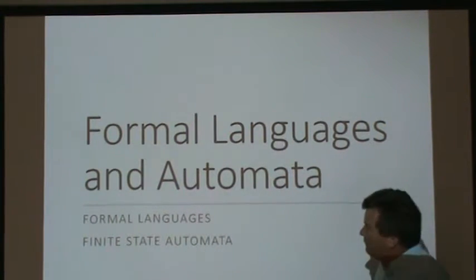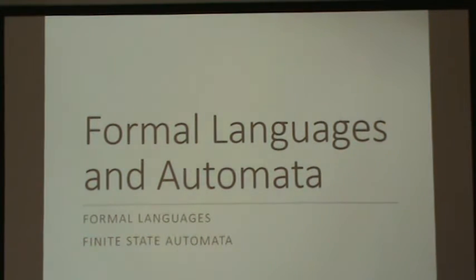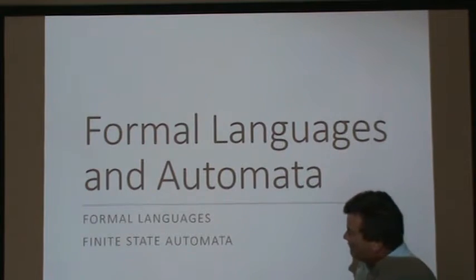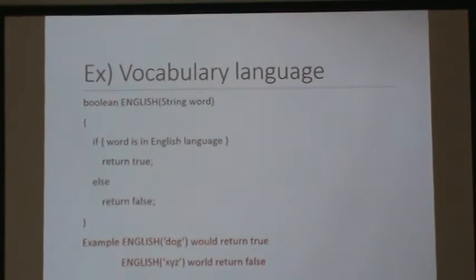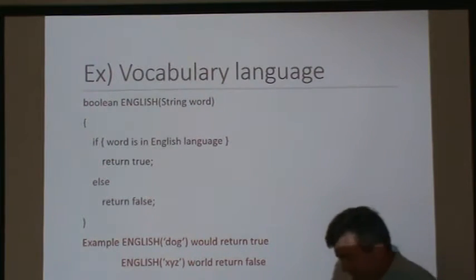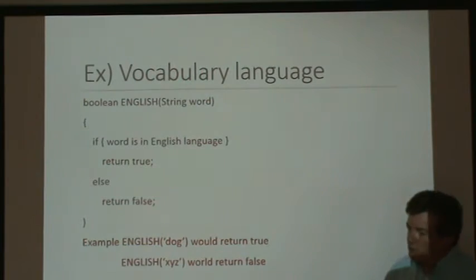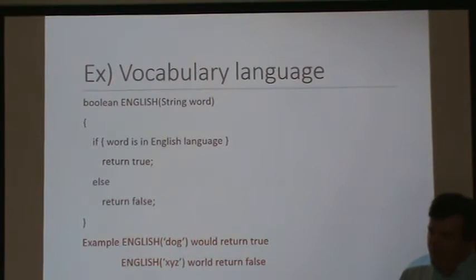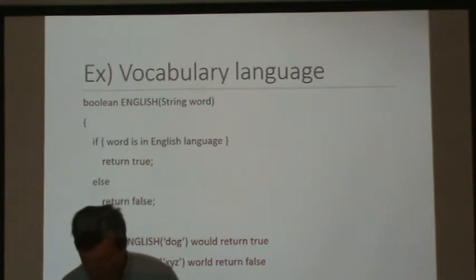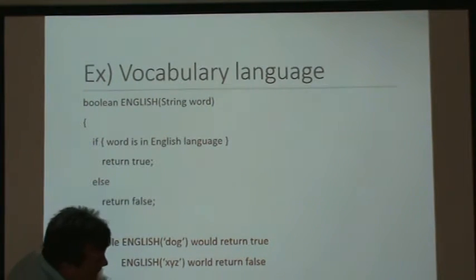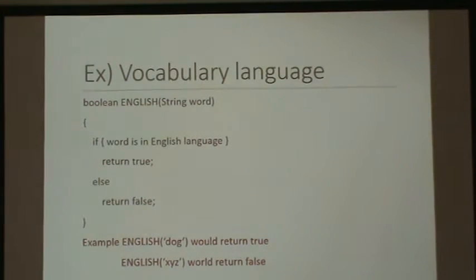The topic of formal languages and automata is a way of taking, let's say, natural languages like English and Spanish, and trying to write a set of rules for either how sentences are laid out or how words within the language are laid out. So, for example, suppose we wanted to have a vocabulary language.